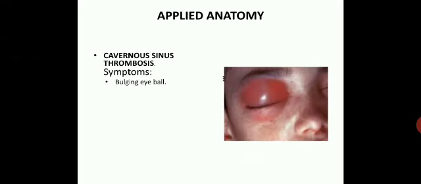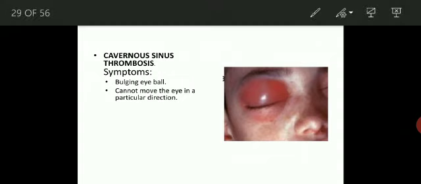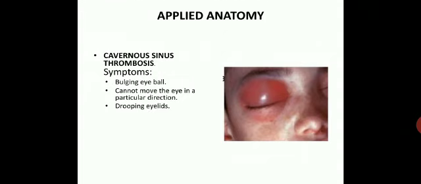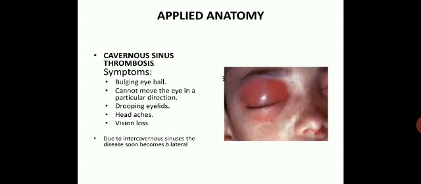The symptoms include the bulging of the eyeball. The patient cannot move the eye in a particular direction, so that will be very painful. The drooping of the eyelids, the headache, the vision loss. The right and left cavernous sinuses are interconnected by intercavernous sinuses. So usually in the beginning, even if it is unilateral, because of the intercavernous sinuses, the disease soon becomes bilateral.